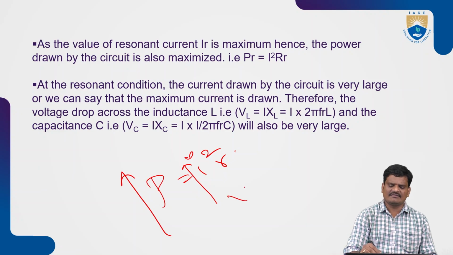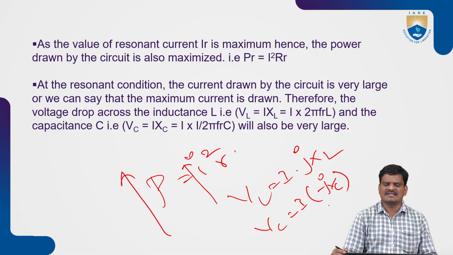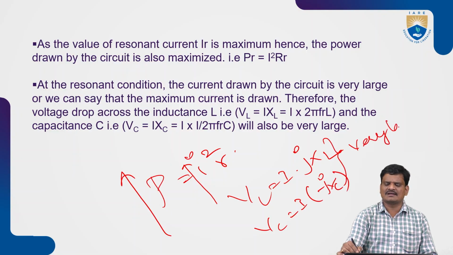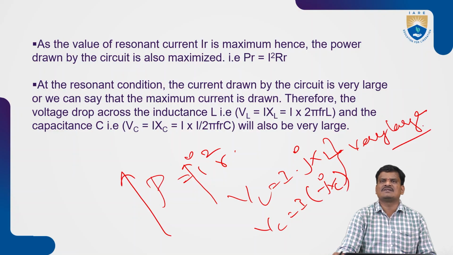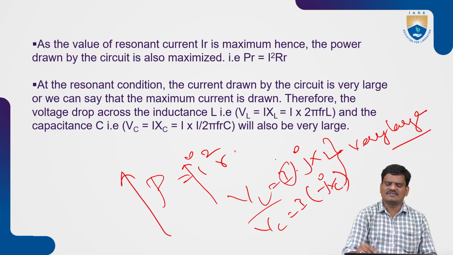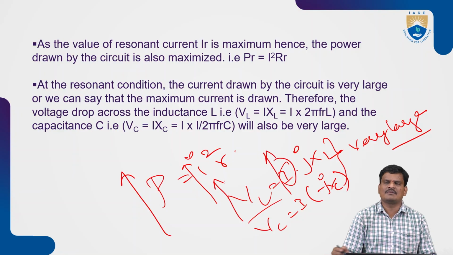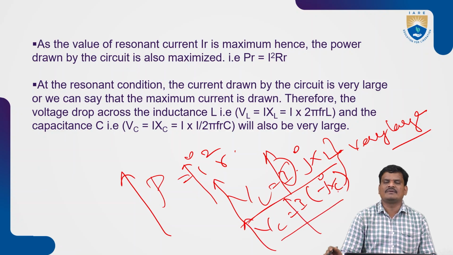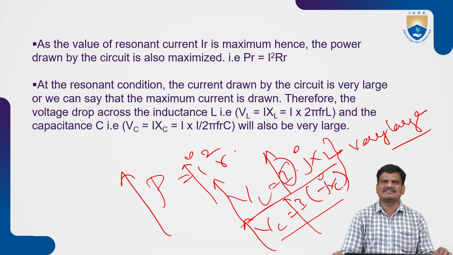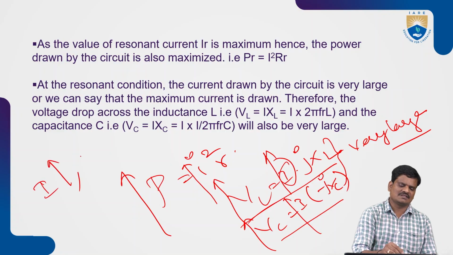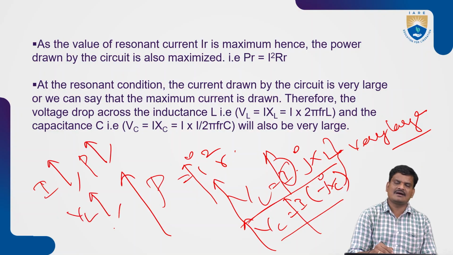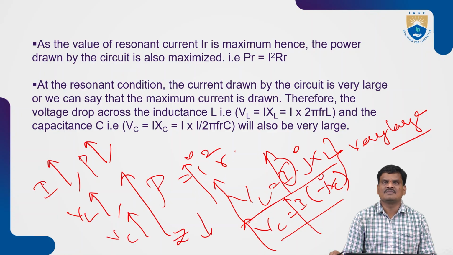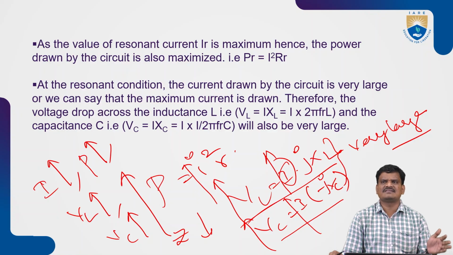Therefore, the voltage drop across the inductor VL equals I into jXL, and VC equals I into minus jXC. As the current is large, the voltage across each element, the inductor and also the capacitor, will also be very large according to the expressions. If the current is maximum, automatically the voltage across the inductor will be maximum according to its mathematical formula, and the voltage across the capacitor will also be maximum. So, under resonance condition for a series resonance circuit, the current will be maximum, the power will be maximum, the voltage across the inductor is very large, the voltage across the capacitor is very large, and the impedance offered by the circuit is minimum. These are the different effects I can see in a series resonance circuit under resonance.